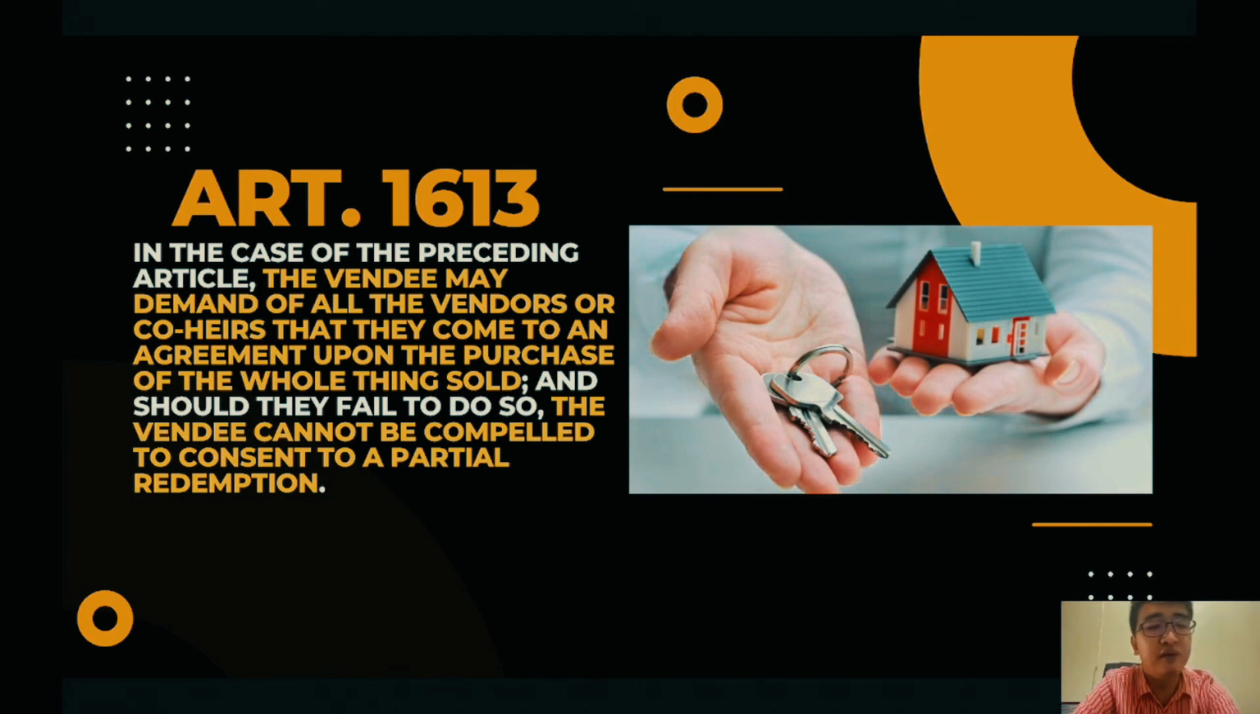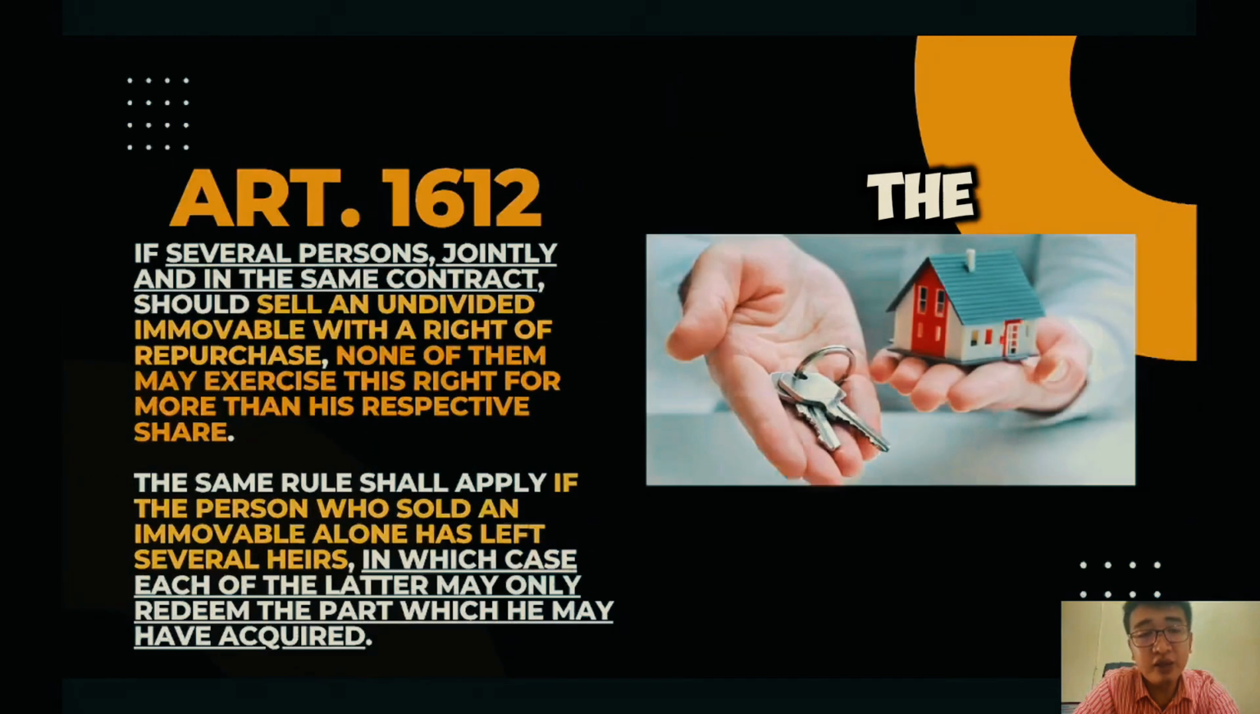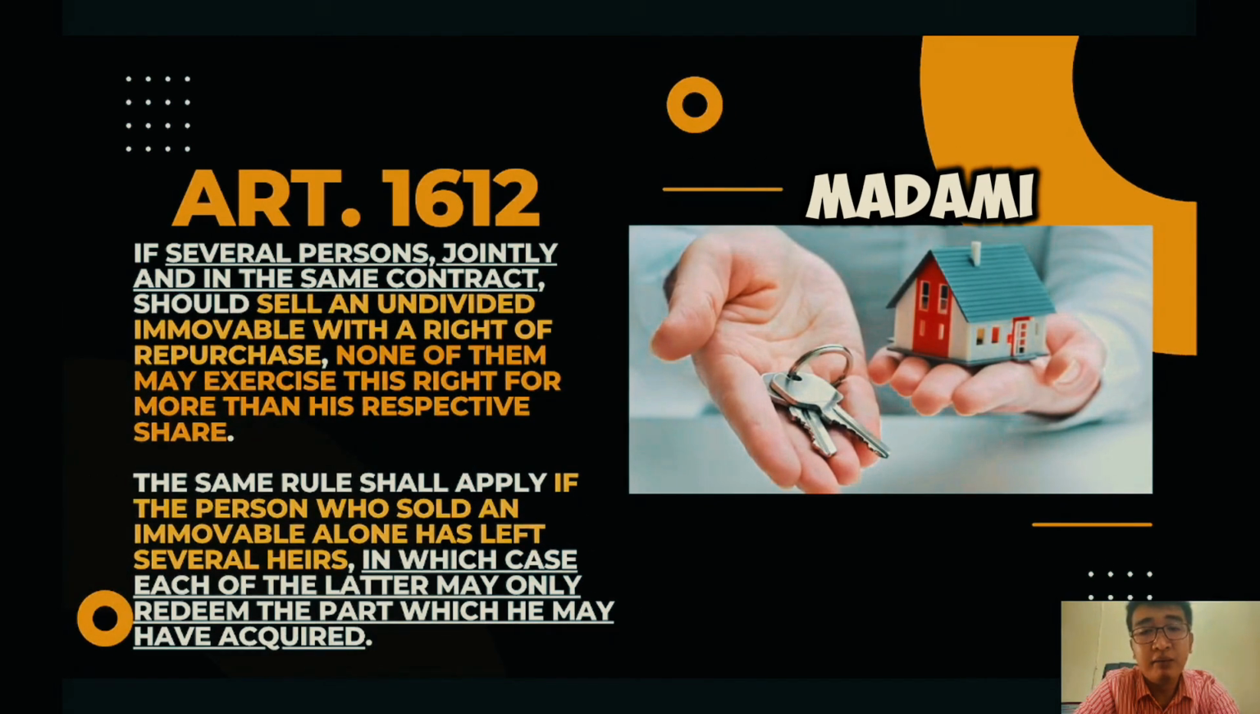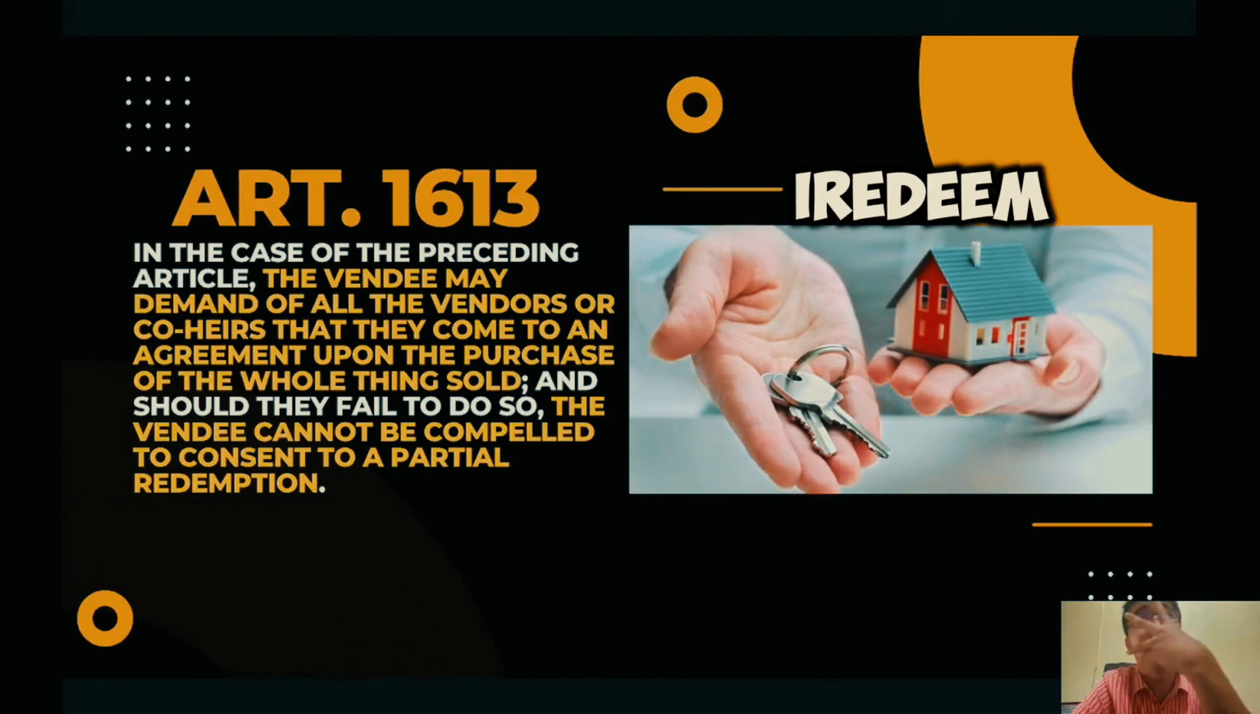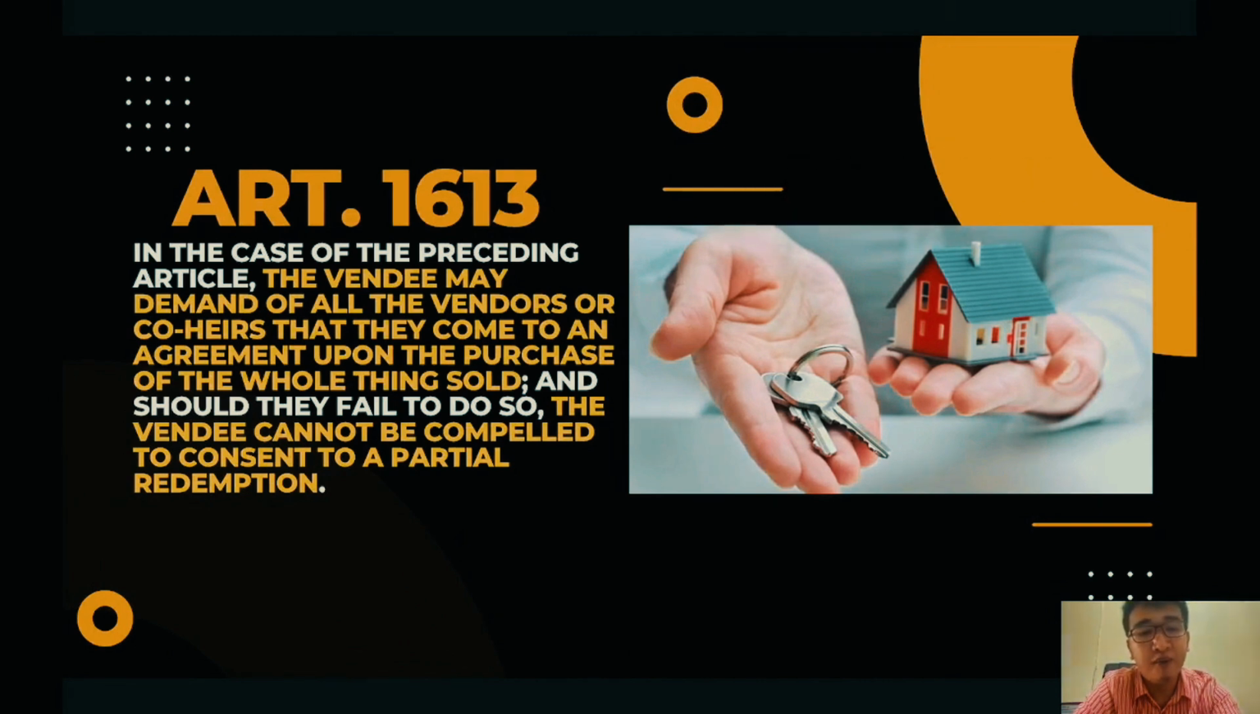And should they fail to do so, the vendee cannot be compelled to consent to a partial redemption. Meaning, on the part of the vendee, referring to the same case as Article 1612 na madami ang nagbenta. Siyempre, kapag i-redeem nila, portion lang nila, hindi yung buo. Ngayon, pwedeng i-demand daw ni vendee na lahat, let's say for example, ABC sold pacto de retro property to B. Okay? B may demand that XYZ come to an agreement to purchase the whole thing back. Diba? Para bilhin nila ulit yung property. Okay, pwede niyang i-demand yun.